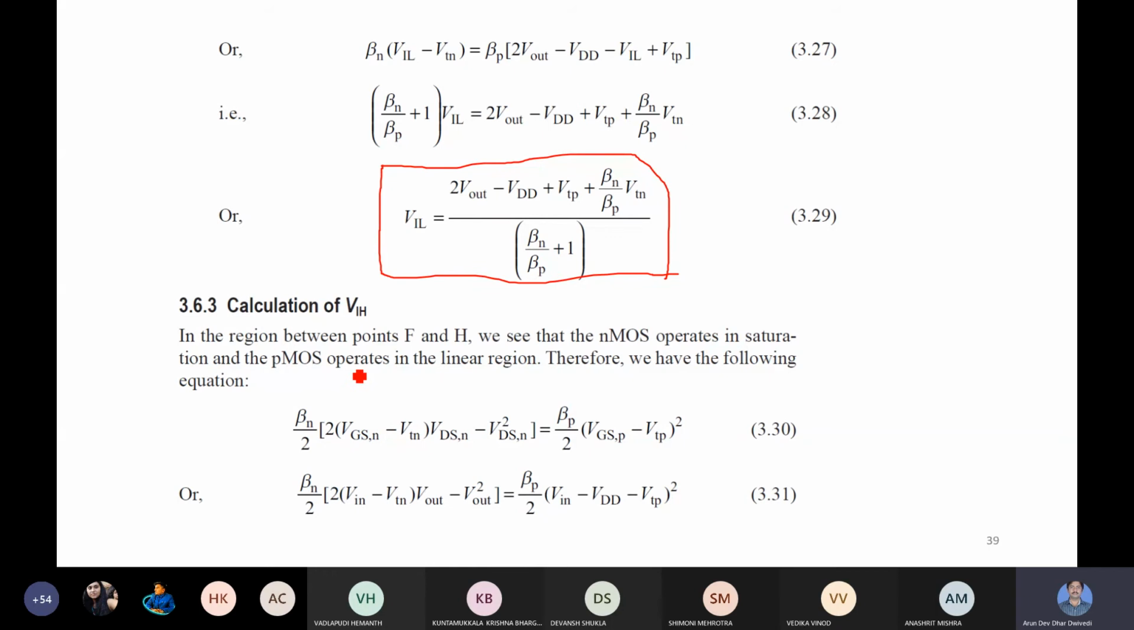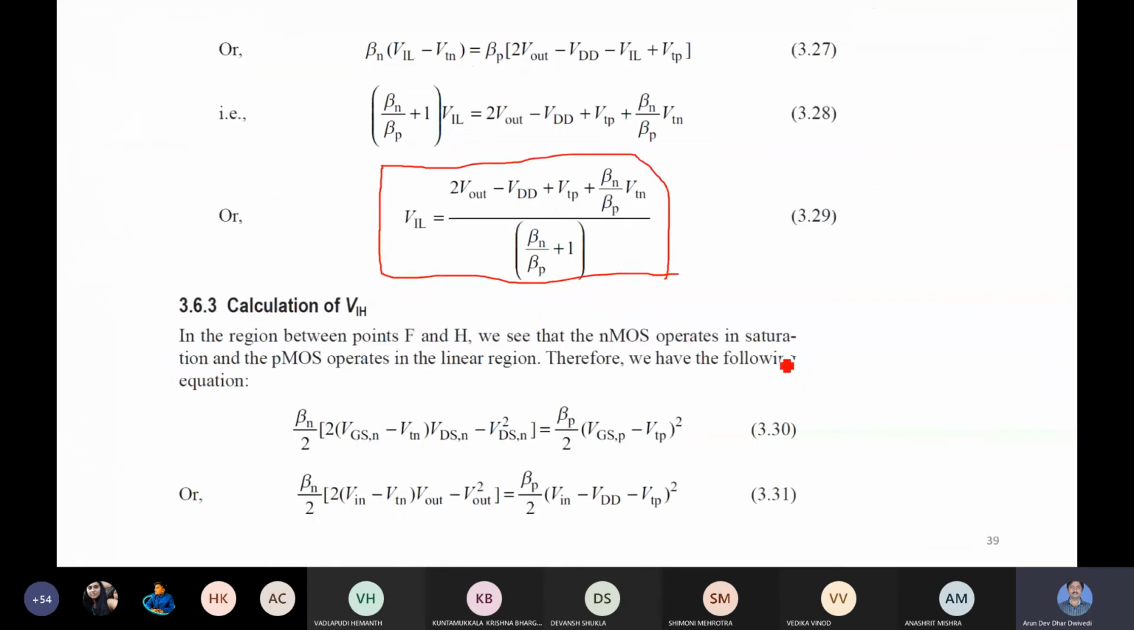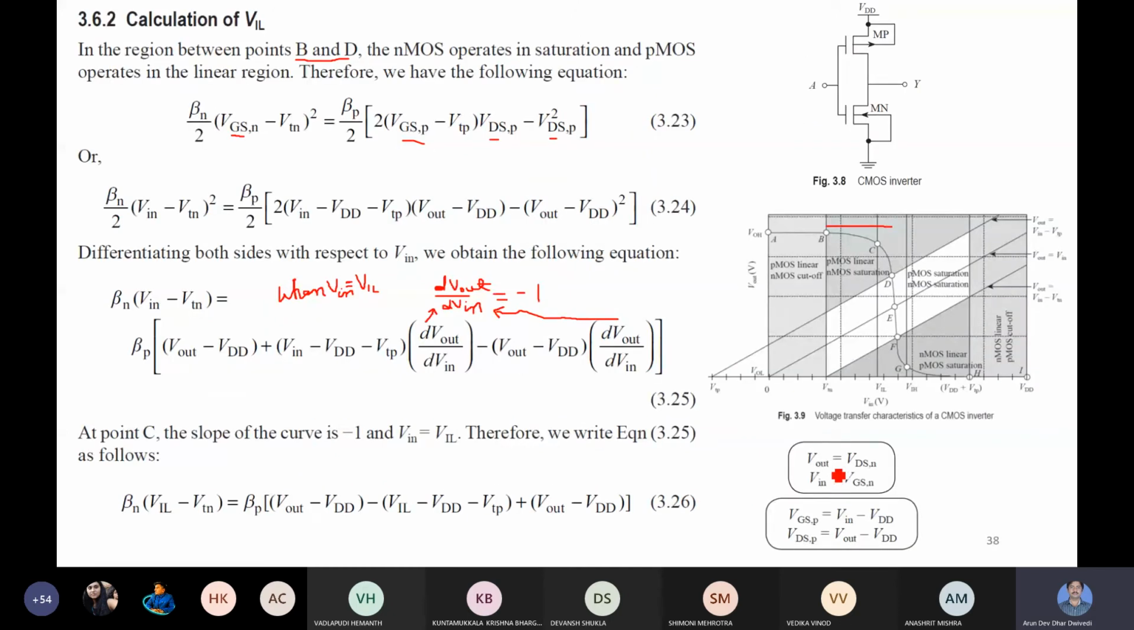And similarly for the second case, in the region between F and H, where VIH is here, what is the situation? NMOS is in the linear region and PMOS is in the saturation region. So NMOS equation is taken for current ID in the linear region, and for PMOS it is taken in the saturation region. And again the substitution as I have defined here: Vout is equal to VDSN, Vin is equal to VGSN for the NMOS, and for the PMOS VGSP is equal to Vin minus VDD. This substitution must be done.